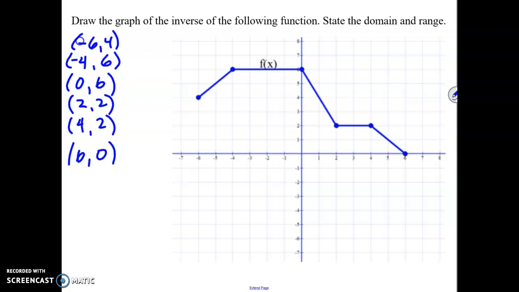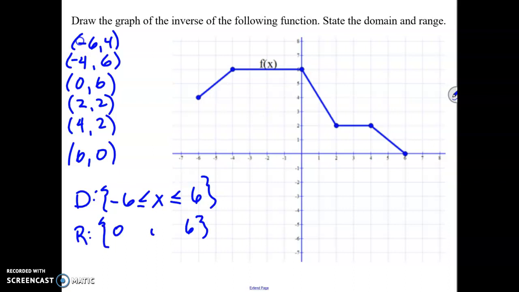Okay, so I know these points are all part of my original graph. Let's also do the domain and range of the original graph right now. So when I look at the x's, which are part of the domain, it goes as low as -6 and as high as +6. So we say that the x's are all in between -6 and +6. The range goes as low as 0 and as high as +6, so all the y's would be in between 0 and +6.